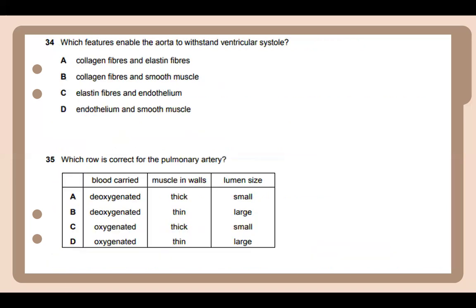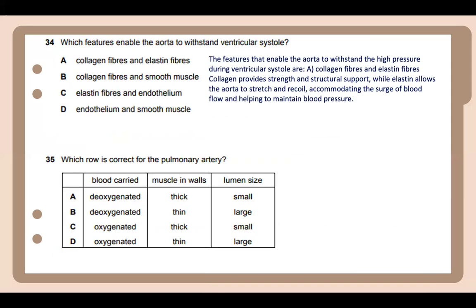Which features enable the aorta to withstand ventricular systole? The features that enable the aorta to withstand the high pressure during ventricular systole are collagen fibers and elastin fibers. Collagen provides strength and structural support, while elastin allows the aorta to stretch and recoil, accommodating the surge of blood flow and helping to maintain blood pressure.